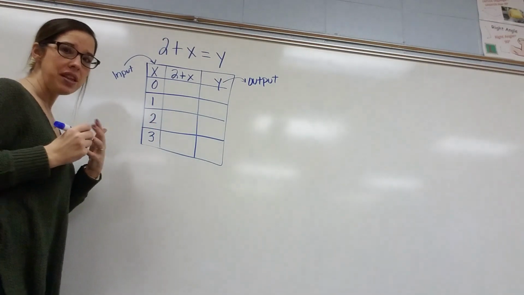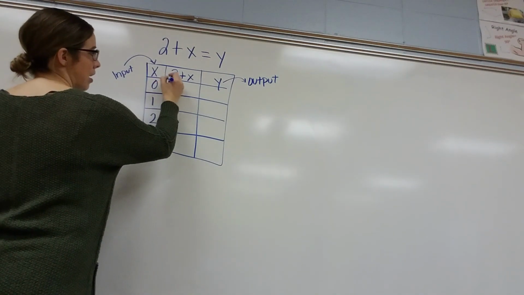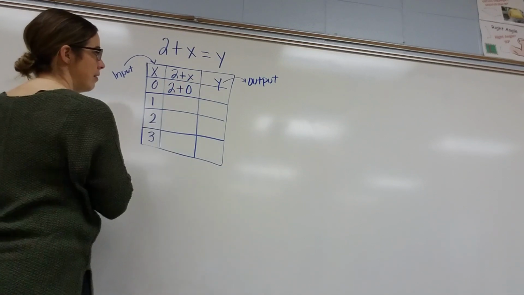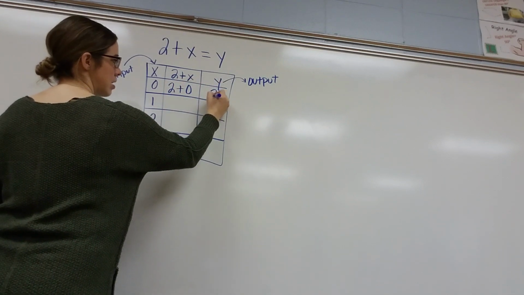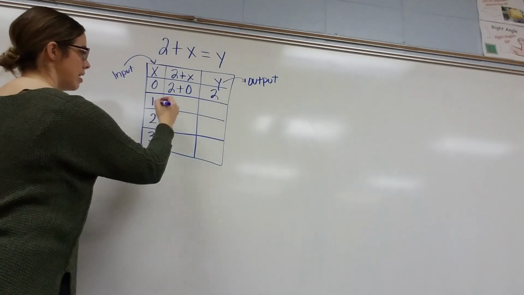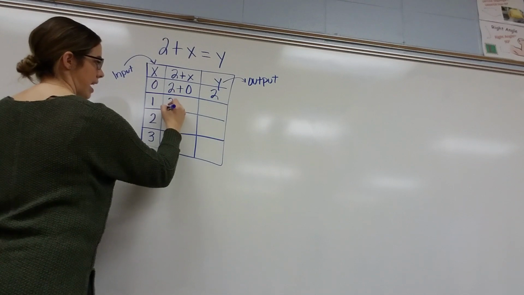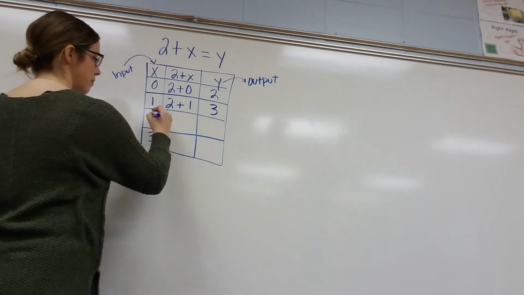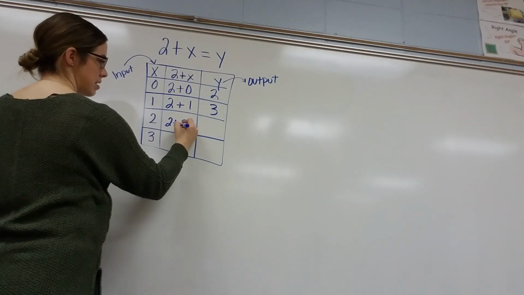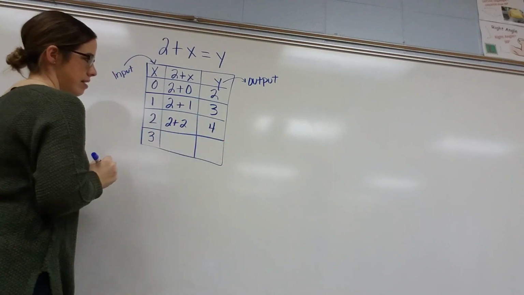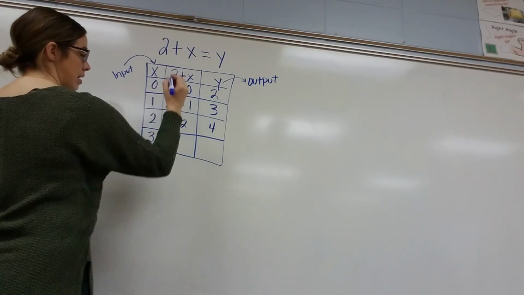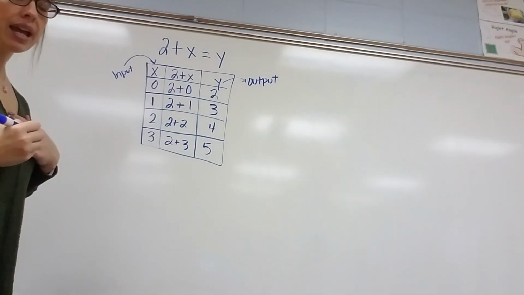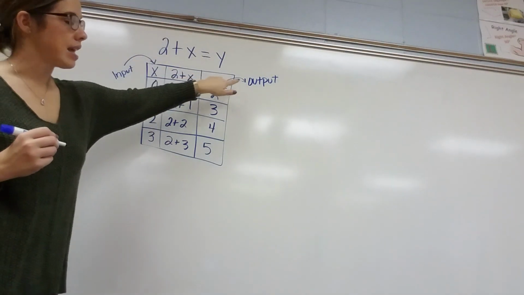Now, we know how to do this. We plug and chug. We're going to plug our 0 in for x, so we have 2 plus 0, and 2 plus 0 equals 2. That's our output. We input our 1 for x, so 2 plus 1, our output is 3. We input the 2, so we have 2 plus 2, our output is 4. And the same thing for 3: 2 plus 3, and our output is 5. So your x is your input, your y is your output.